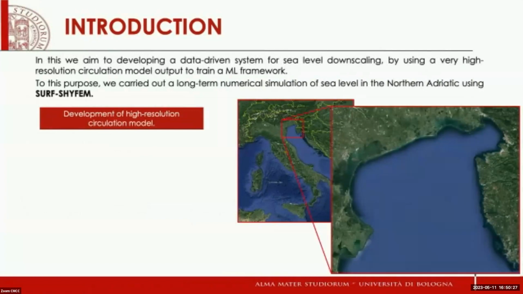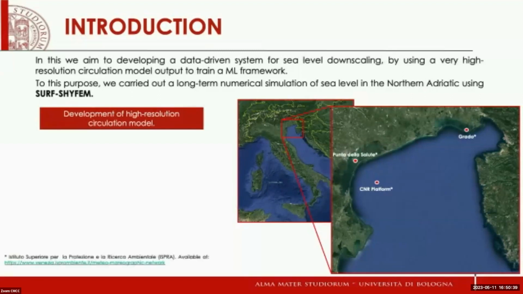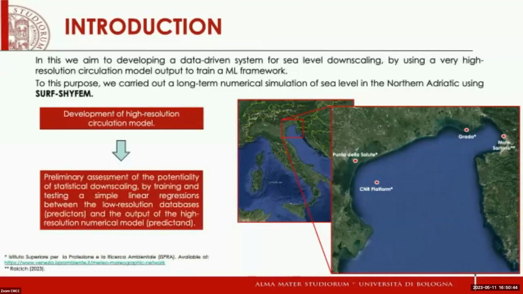As I said, it's in the Northern Adriatic. For the validation, we are using four points: the CNR platform, one at Punta della Salute inside the Venice Lagoon, another one in Grado, and finally one in Trieste at Molo Sartorio. After the validation, we start with a preliminary assessment of the potential of statistical downscaling by training and testing simple linear regressions between the low-resolution databases, which will be the predictors, and the output of our high-resolution circulation model, which will be the predictand.